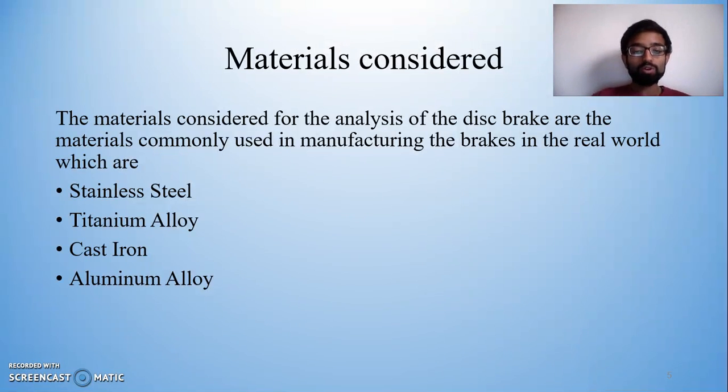So now we move on to the materials. The materials I've considered for this analysis are the materials which are used in the real world for manufacturing the brakes. So I've gone with 4 materials, which are stainless steel, titanium alloy, cast iron, and aluminum alloy.